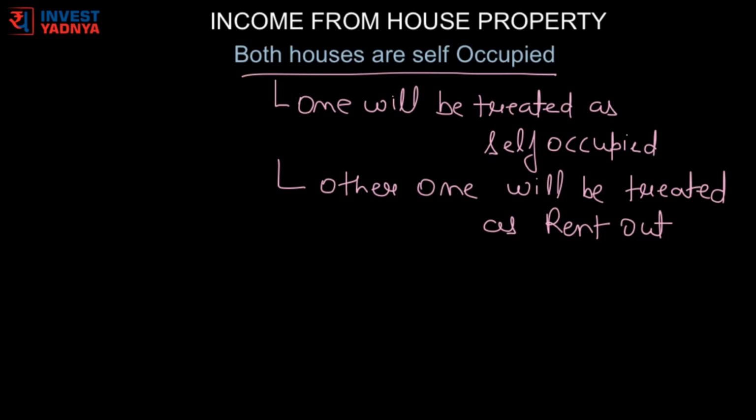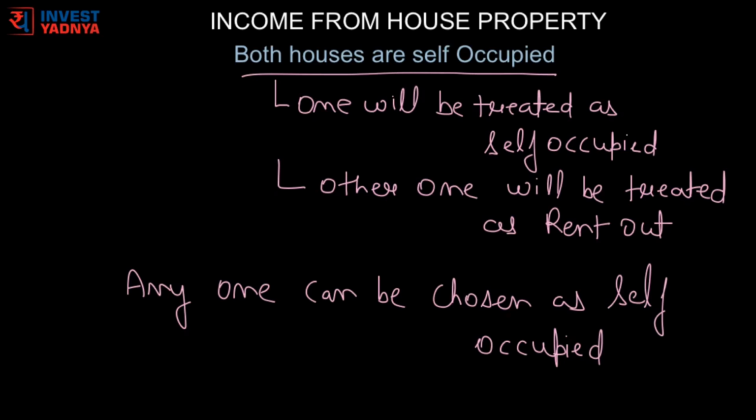Please remember, any one property can be chosen as self-occupied property. For the remaining properties, one or more, there will be an assumption of being rented out. Tax department does not impose on you which of the properties should be considered as rented out. That choice is completely yours. Now here is the opportunity to save tax. Choose the house you would want to declare as rented out where you have higher interest cost and lower annual value, and this will in turn reduce your overall tax liability.